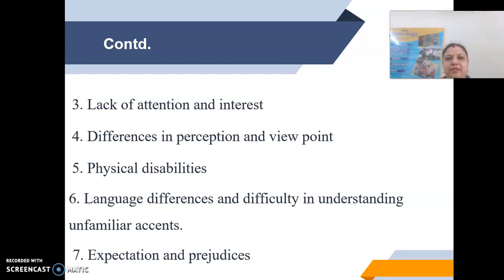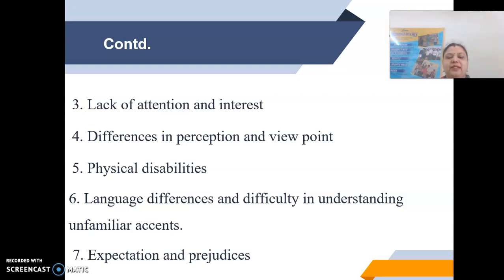Next is language differences and the difficulty in understanding unfamiliar accents. Every person has their own way of speaking a language. Even though the Hindi language is used by people in different states, they use a different accent. If a person is using a language which is not understood by the listeners, then it automatically hampers their understanding.